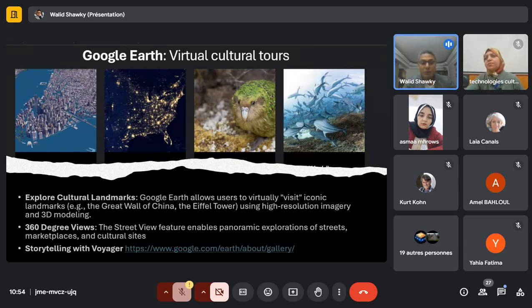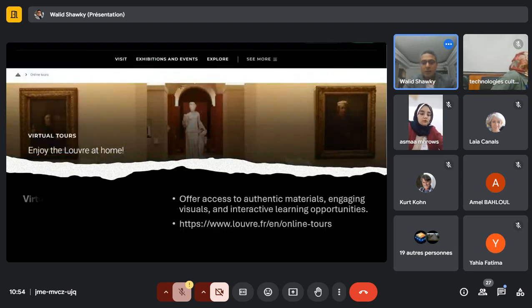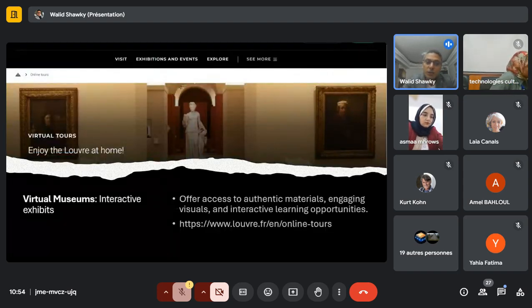By the way, students can also see 360-degree views of the street. So they can see everything. They can see the people walking, the streets, the signs, and everything. They can actually feel as if they are on a trip to this cultural place. So this is a very interesting tool that our students can use. The next one is the virtual museum.